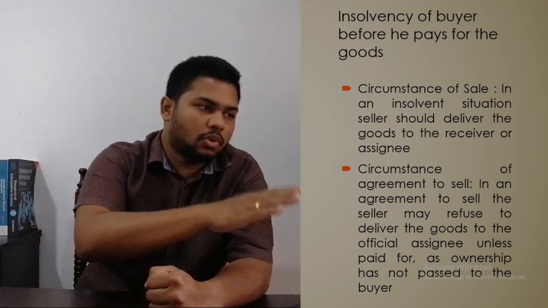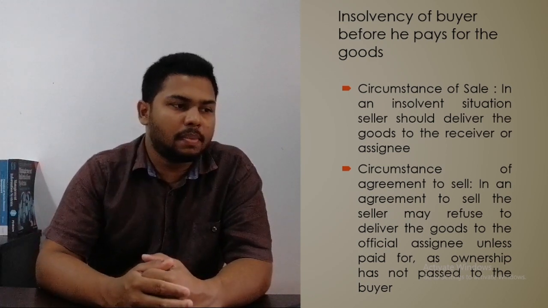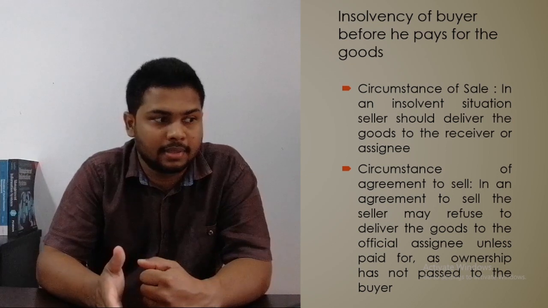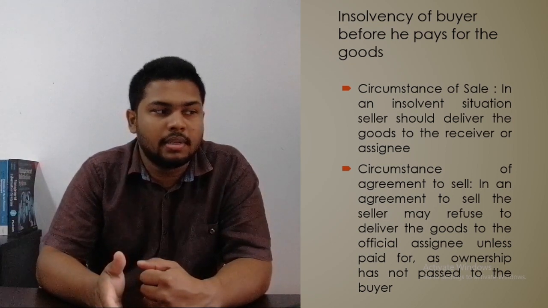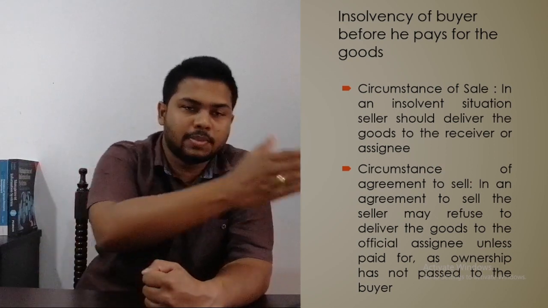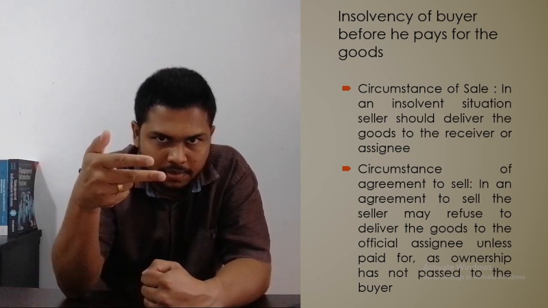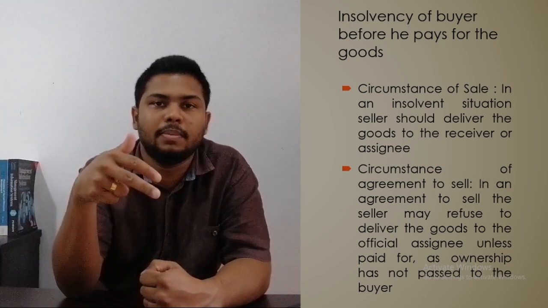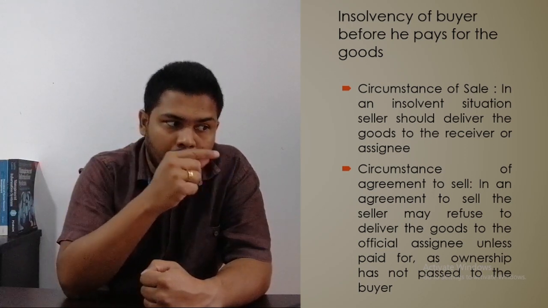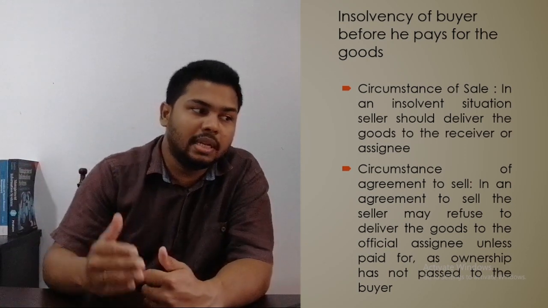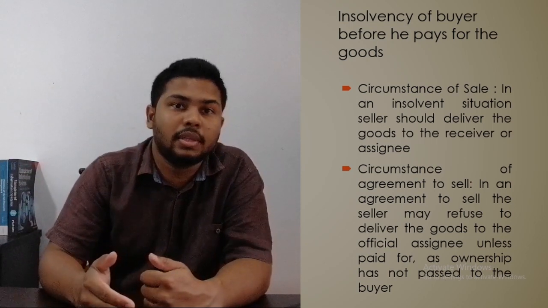So the corporate entities, let's say insolvency of a buyer before he pays for the goods. This is the insolvency of a buyer. So when it comes to the circumstance of sale, now there are two things. One is the circumstance of real-time sale. The other one is the agreement to sell. In the case of sale, in an insolvent situation, the seller should deliver the goods to the receiver or the assignee.